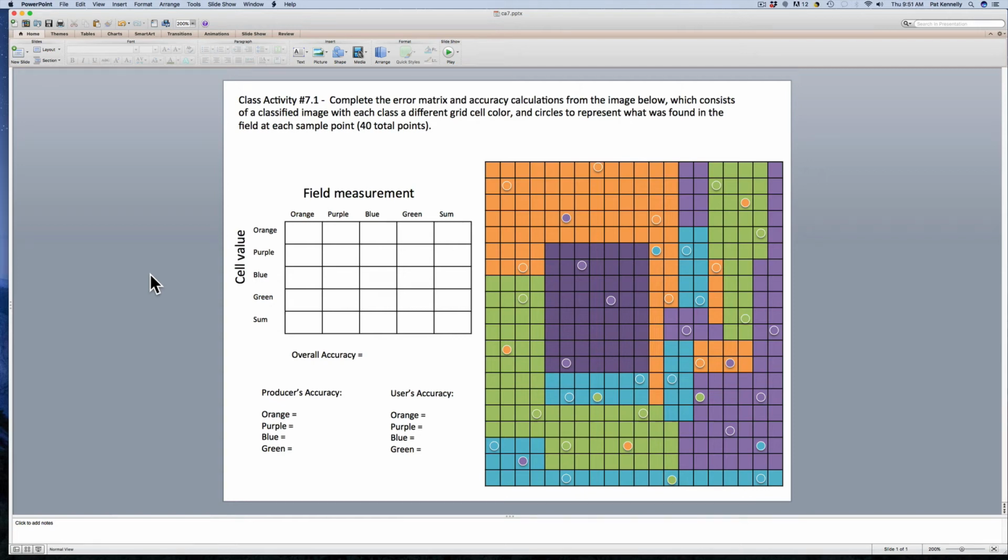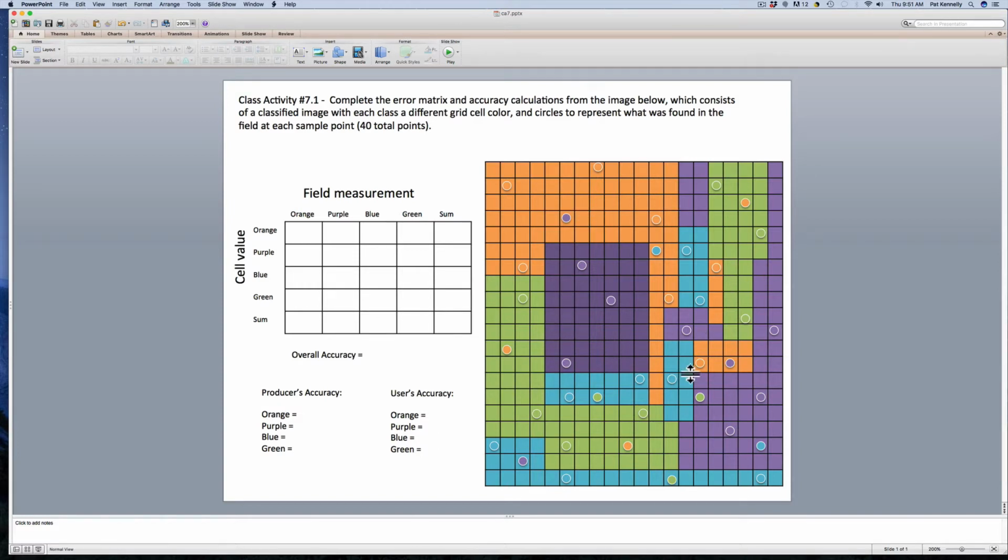So in this class activity, you're going to come up with an error matrix, which is shown over here, which will allow you to judge the overall accuracy of the image interpretation, the producer's accuracy, and the user's accuracy. So let's see how you're going to fill this in.